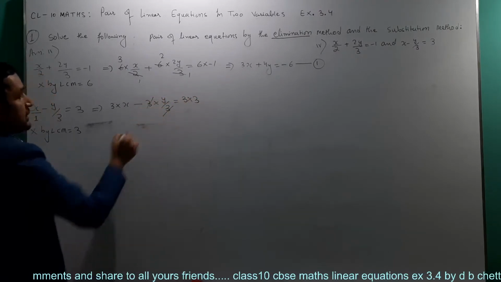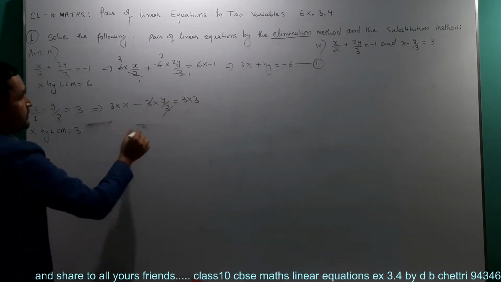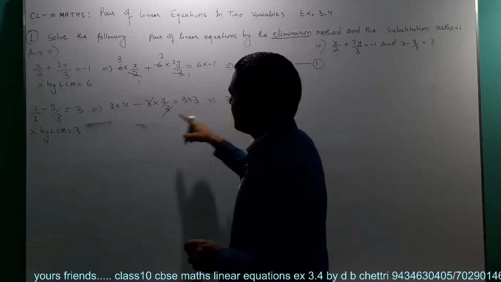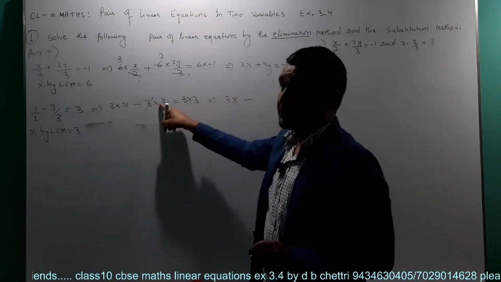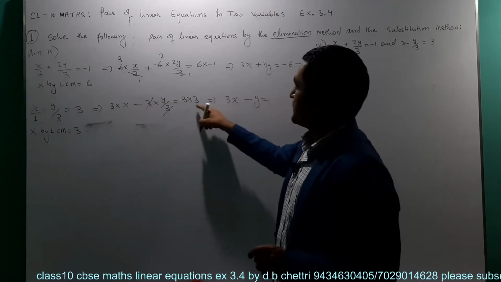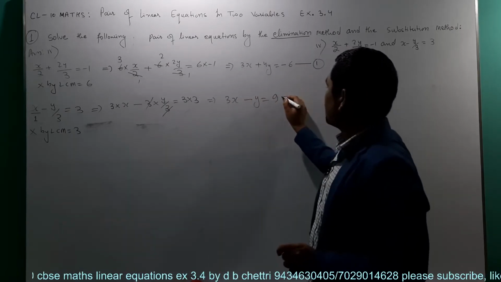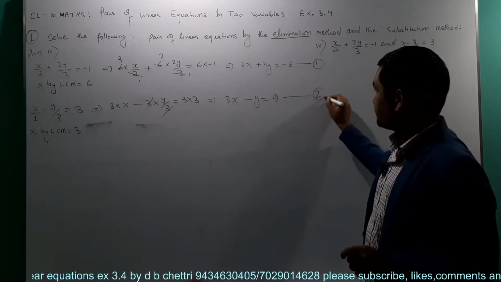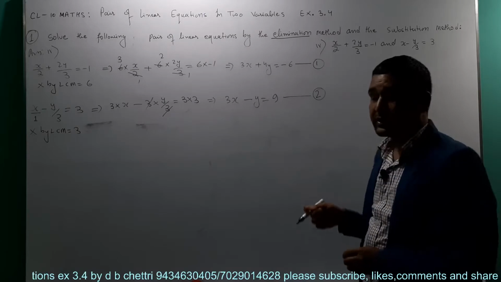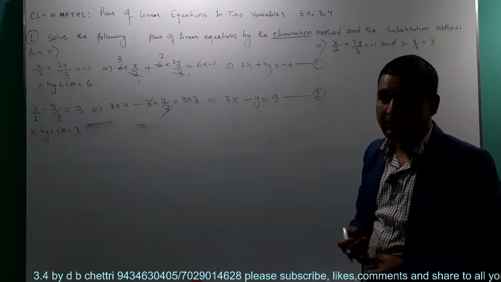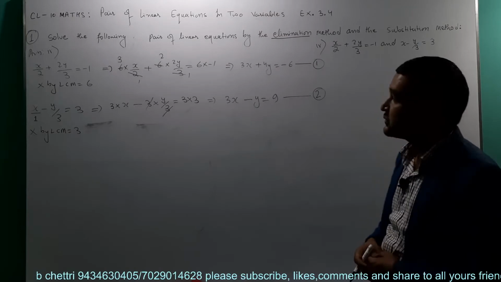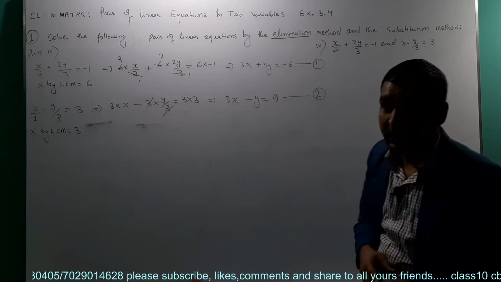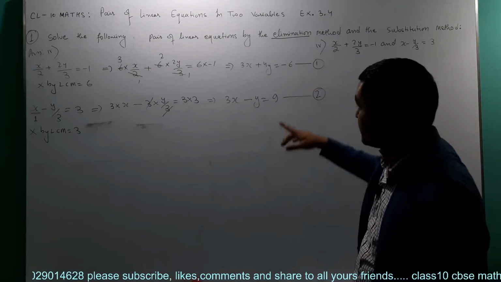Take this 3 and 3, cancel. Now what is left from here? 3 multiply x is 3x, then minus y, then equals 3 3s are 9. Now the equation is converted into simple form. Now mark this equation 2. To mark the equations you can use Roman numerals, otherwise natural numbers. Don't get confused with the marking. You can use any letter or any number system to mark it.